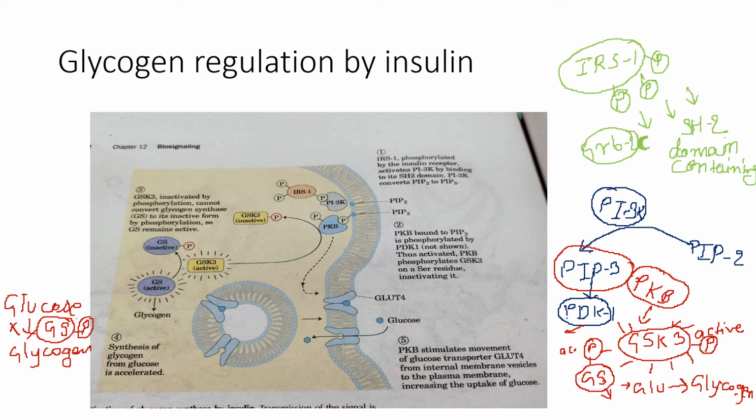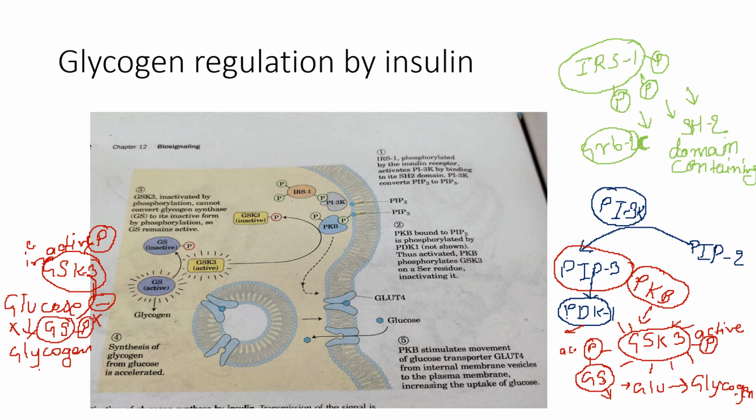And who is phosphorylating this unit? It is phosphorylated by GSK3 kinase. But when GSK3 is phosphorylated, it becomes inactive. When it becomes inactive, it will not act on glycogen synthase, and it won't phosphorylate glycogen synthase. Then the glucose will continuously change into glycogen. This is the action.